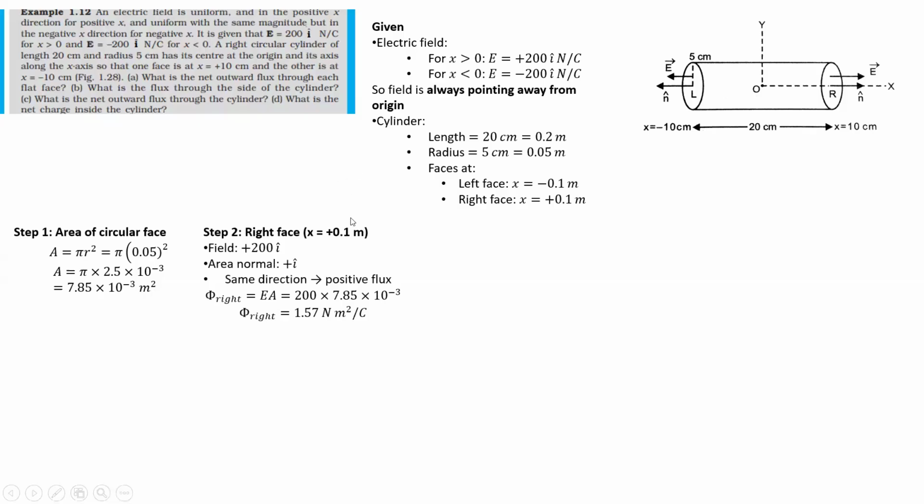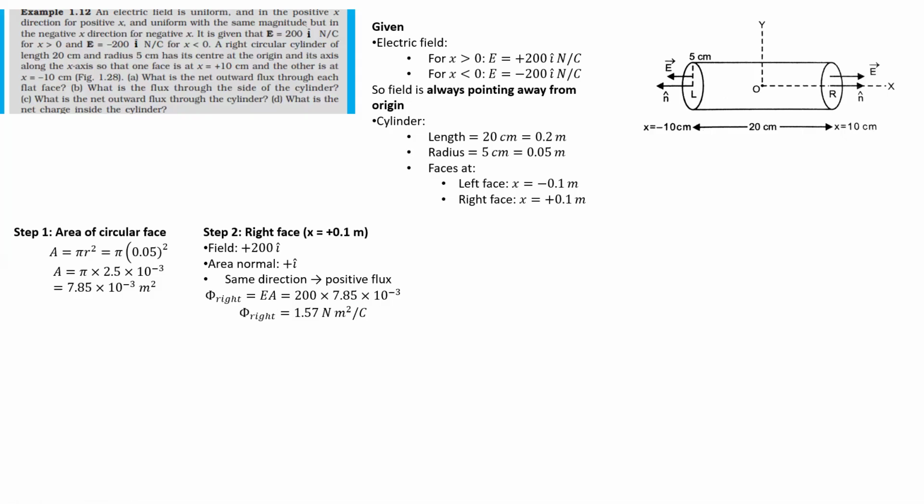Now, the right face: the x value is this value, 0.1 meter. The field is given as 200 i cap. From here to here, the field is 200 i cap because the x value is greater than 0. Now, what will be the flux?